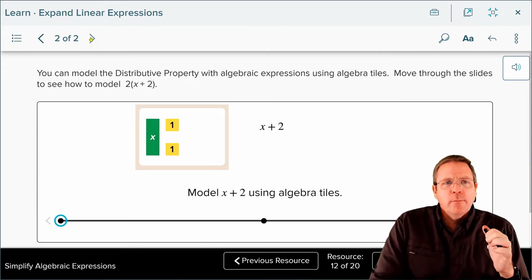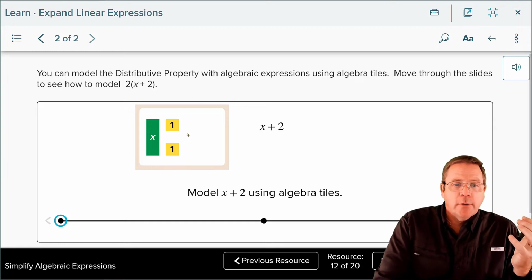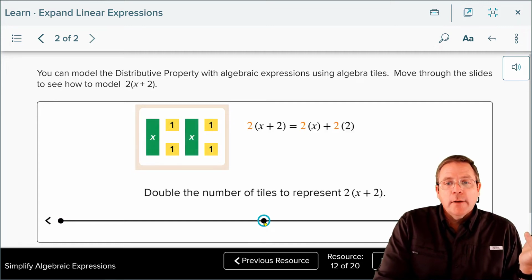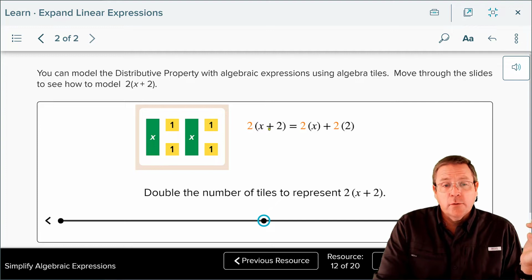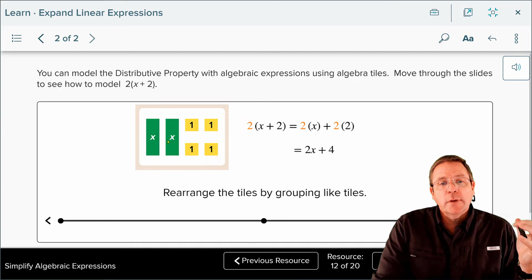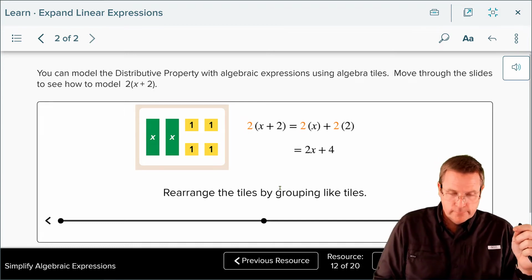Now you could also model the distributive property with algebraic expressions using algebra tiles. So here you see they've got the expression x plus 2 being modeled. And if they wanted to double that, so 2 times x plus 2, that would mean 2x plus 2 times 2, which you can see now they have 2 x's there and they have 2 2's there, which when you group your like terms gives you 2x plus 4 for your final answer.